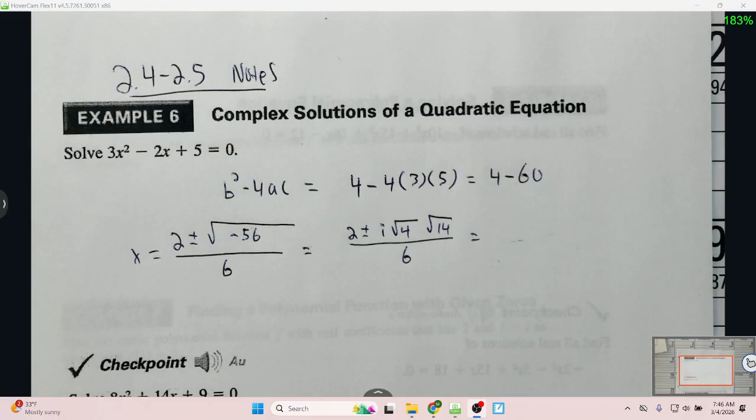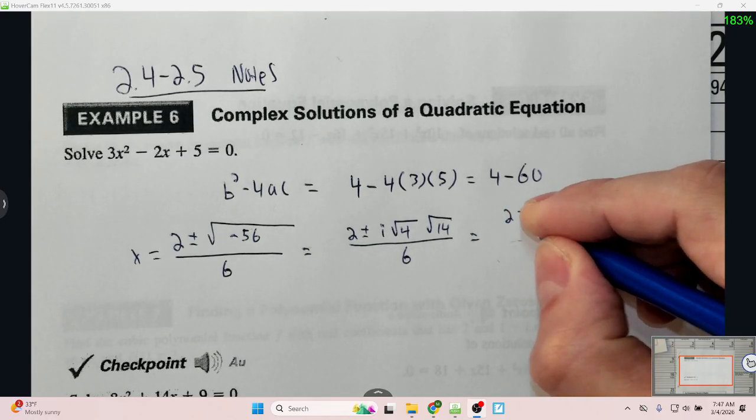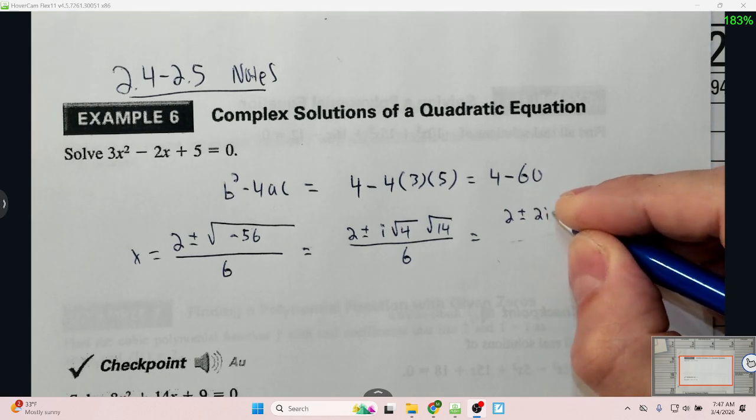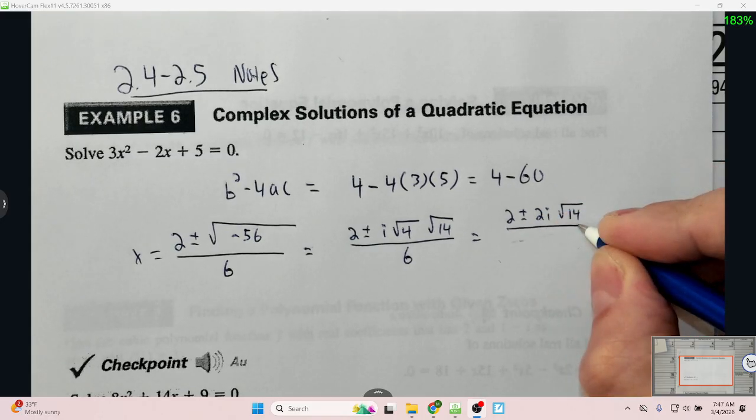This is basically review, right? And you did imaginary solutions, I got to believe, yes, in Algebra 2. I'd be shocked if you did not. Yeah? Okay, cool. Just checking with my group here. So that means I have 2 plus or minus 2i root 14. 14 is 7 times 2, so I don't think that's going to go anywhere to 6.